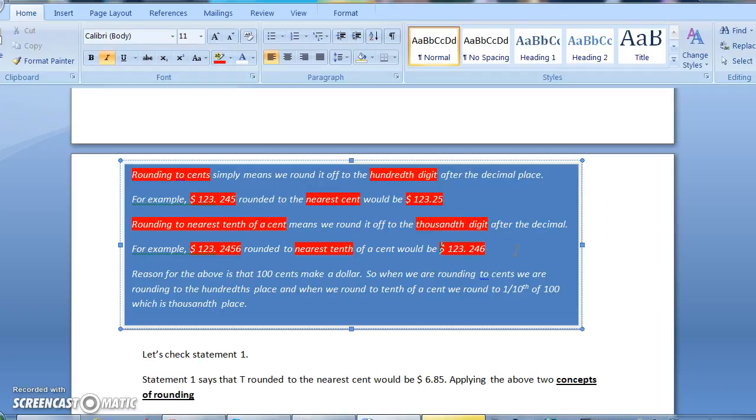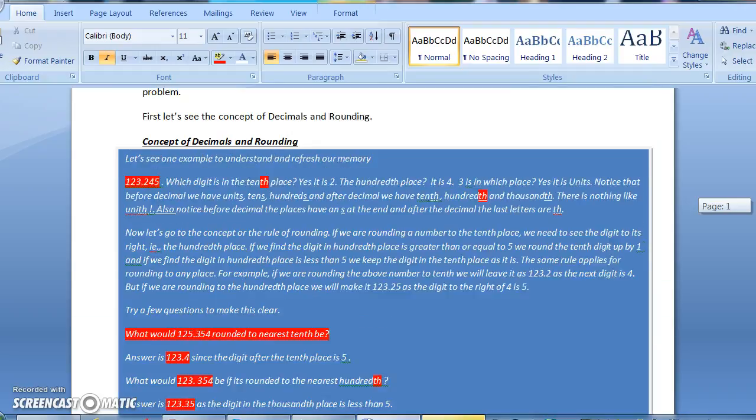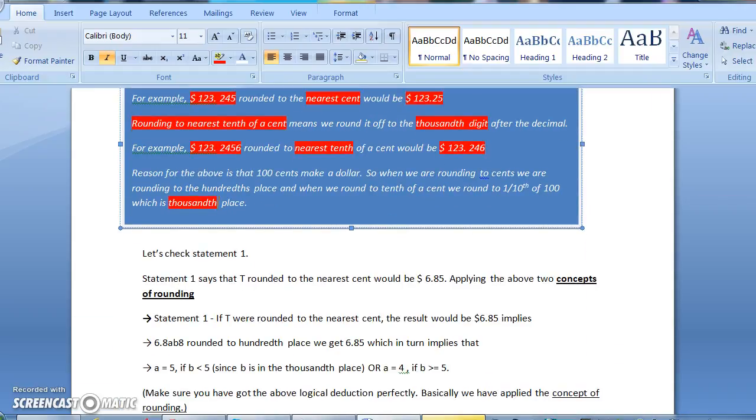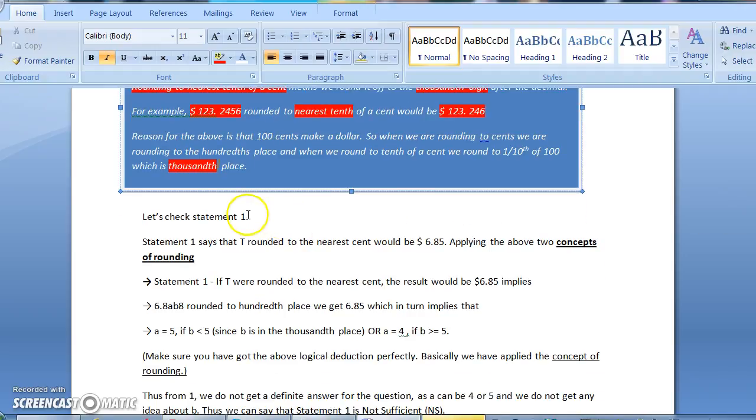And just a note that the reason for doing the above is that when we talk about rounding to cents, 100 cents make a dollar, and so when we round to cents, we are rounding it to the 100th place, and when we round to the tenth of a cent, we round to 1/10 of 100th, which is the 1000th place. Excellent. So now we know two critical concepts which are required for this question, and now we are in a position to handle this question.